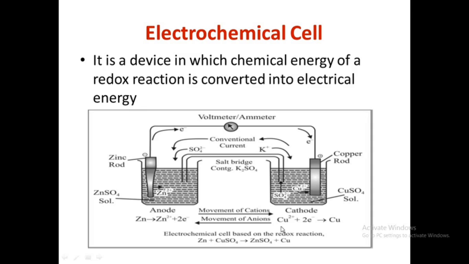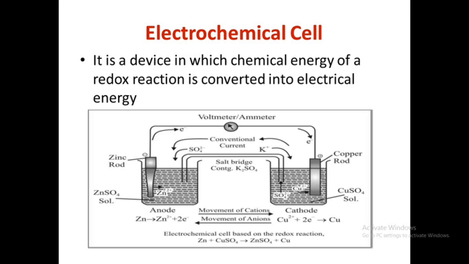Okay, so the half cell or the electrode in which oxidation occurs behaves as anode, and the half cell or the electrode in which reduction occurs behaves as cathode. So these are the important things you have to remember from electrochemical cell.